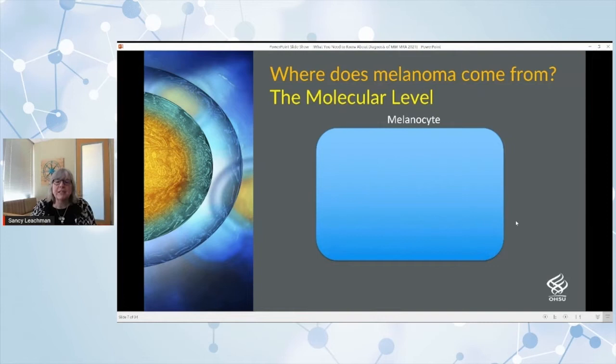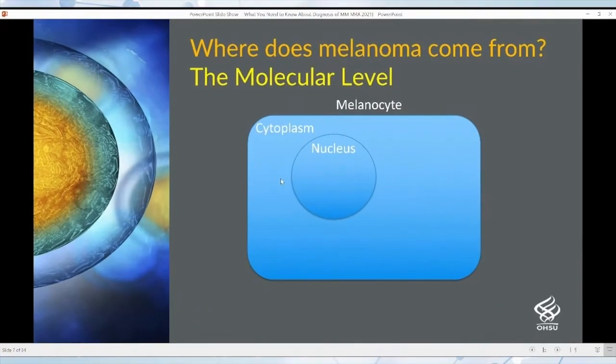So let's pretend this is a melanocyte. And in the melanocyte, there's a nucleus, and the rest of it we'll just call cytoplasm. Now, this is really complicated stuff, but we're going to keep it really simple, that you have a nucleus and a cytoplasm. And in the nucleus, that's where the DNA resides. That's where you have all of the genetic material that is made up of DNA. Now, DNA, it's kind of like the code book.